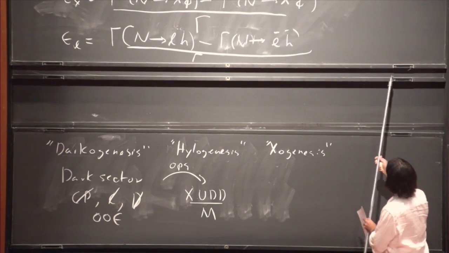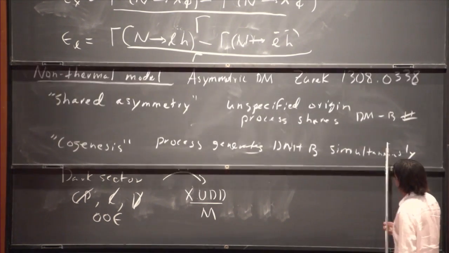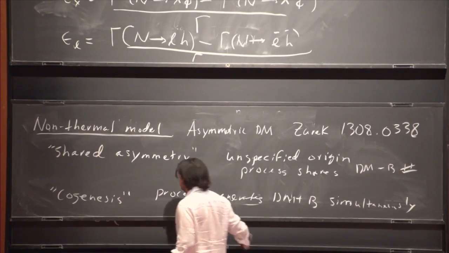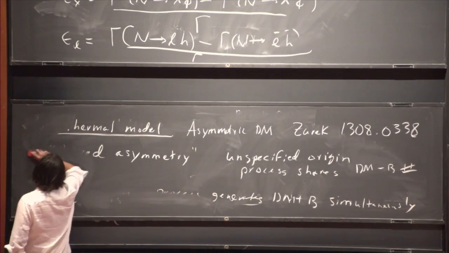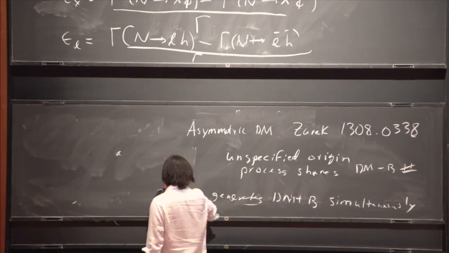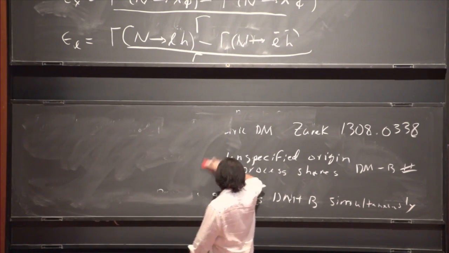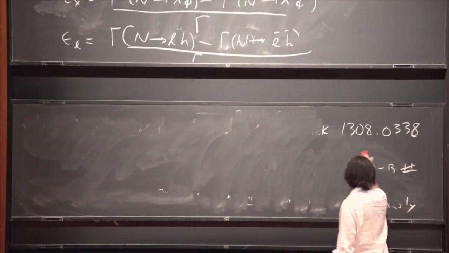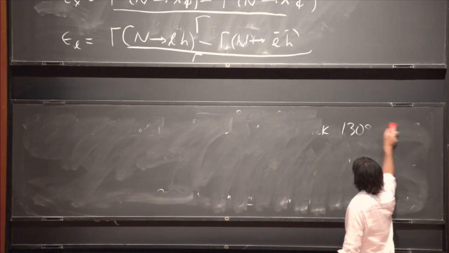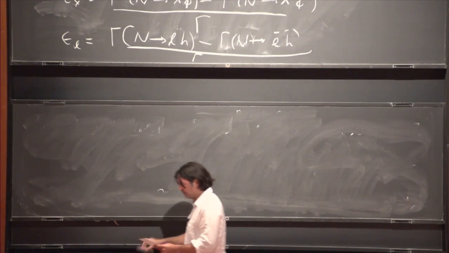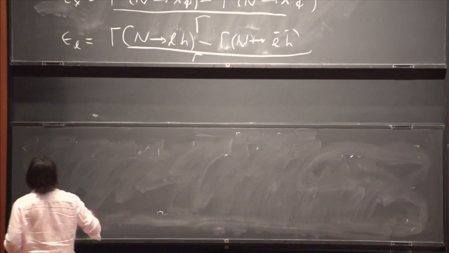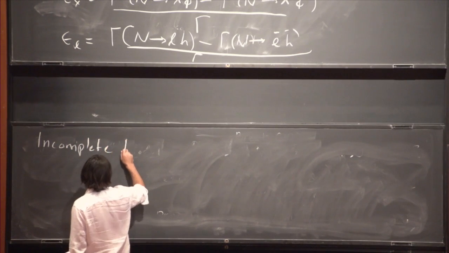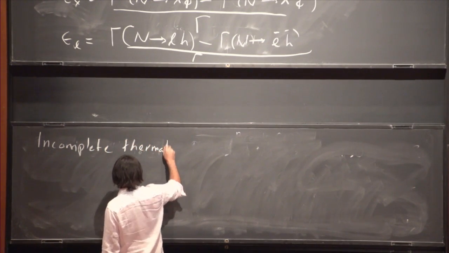So now I want to talk about thermal-ish models. So we described freeze out, so that was dark matter, which was in thermal equilibrium. Now we can talk about categories of models that are in equilibrium, but in sort of non-trivial ways or not quite in equilibrium. There's something that I don't think has a name that I know of. So I just refer to it as incomplete thermalization.